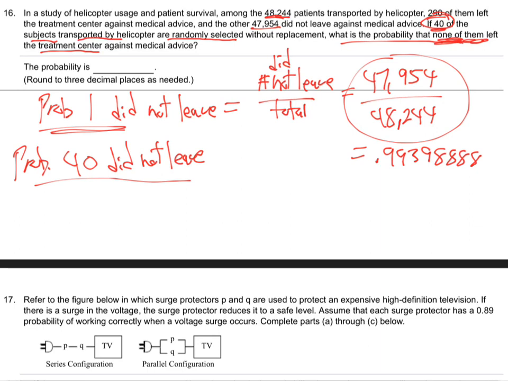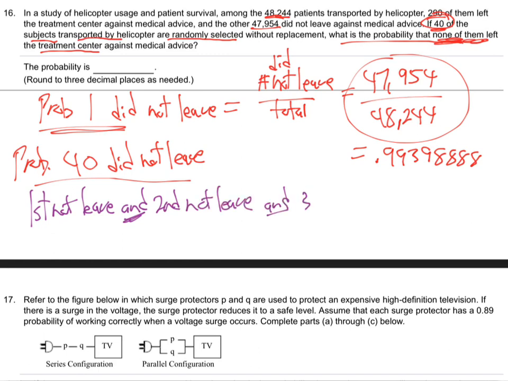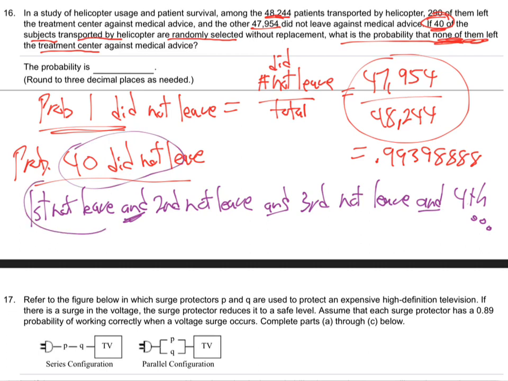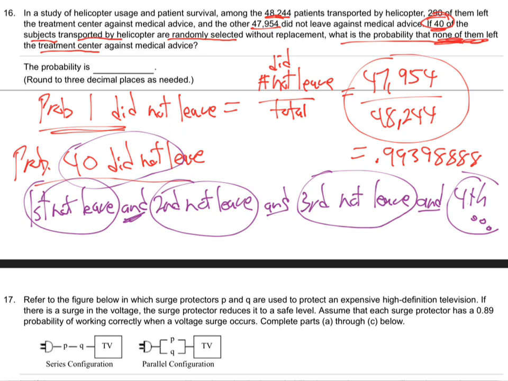Well, that'd be an and, wouldn't it? The first does not leave, and the second does not leave, and they're going to 40, and the third does not leave, and the fourth, etc., right? This keeps on going. So for 40 in a row to not leave, it's a big and. The first does not leave, and the second does not leave, and the third does not leave, and the fourth does not leave, etc.